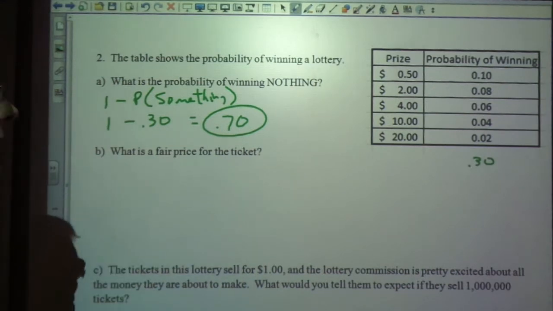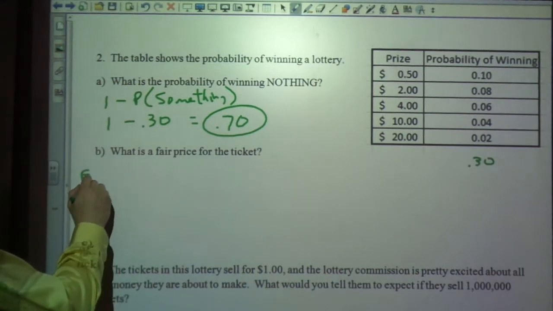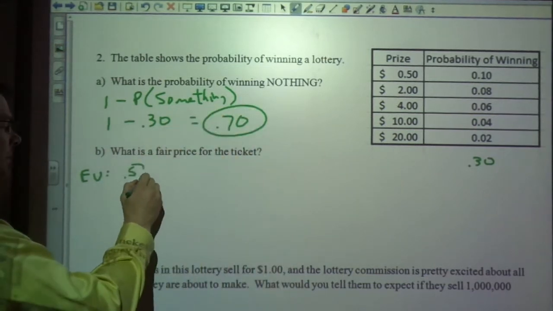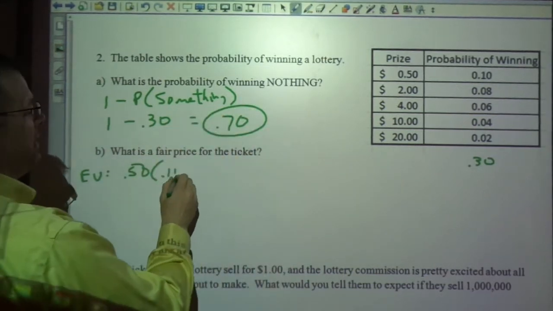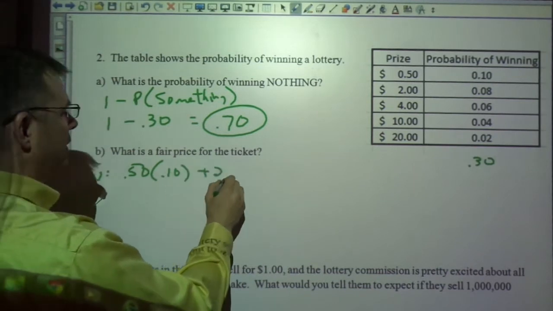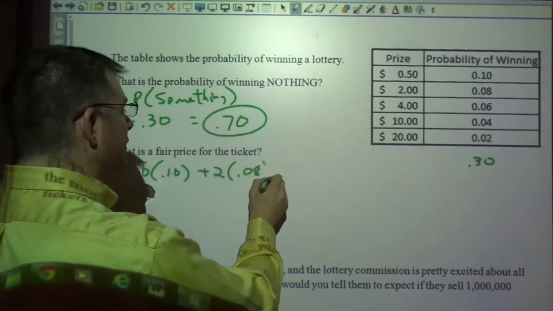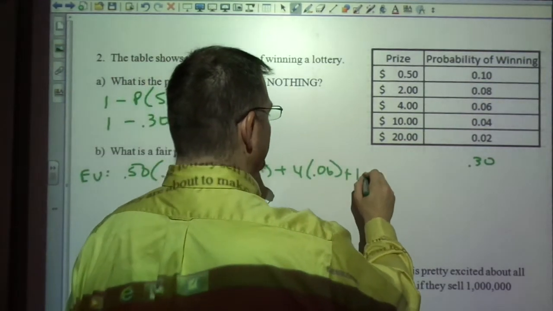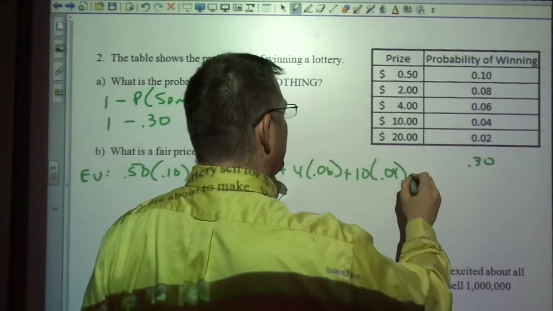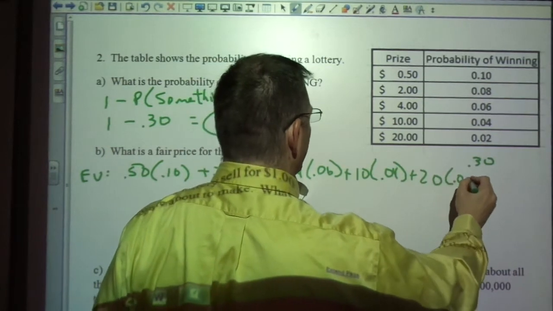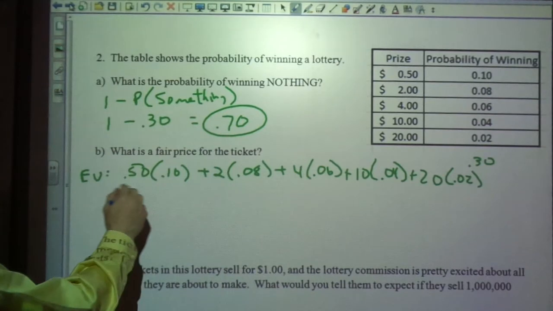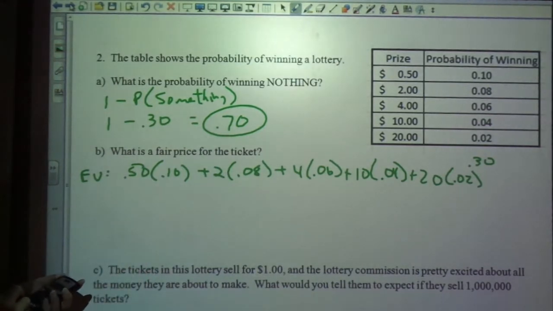Now fair price for the ticket, that is expected value. So again, we need to take the money times the probability that we win that money. Plus $2 times 0.08, plus $4 times 0.06, plus $10 times 0.04, plus $20 times 0.02. And here we go. This is going to be 5 times 0.1.